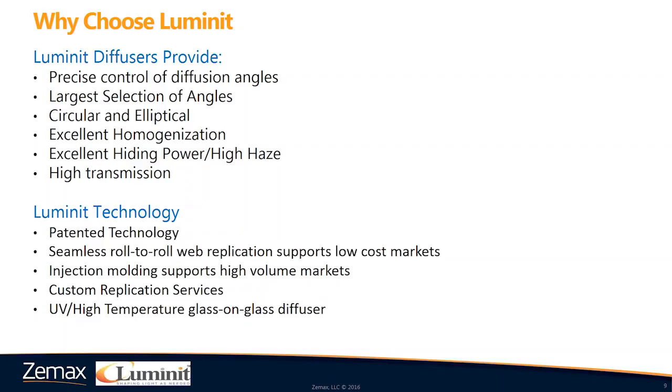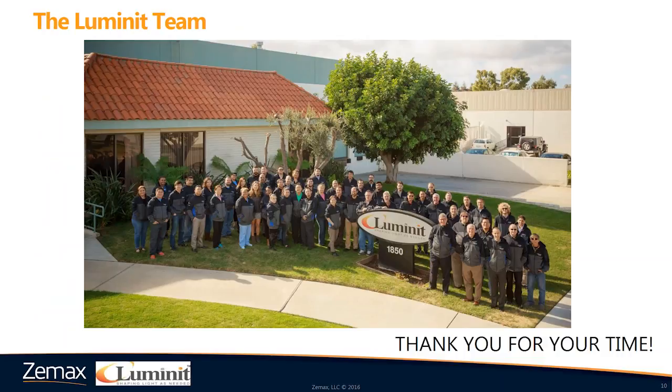Okay, so why choose Luminit? So as far as performance is concerned, we have good control of light shaping. We have a large variety of angles and formats, excellent hiding power, and transmission. As far as our technology is concerned, we have patented positions in seamless roll-to-roll manufacturing, injection molding, and we have customization as well as high temperature glass diffusers. So thank you for listening to our sales pitch, and we'll go to the next section, which is our technical section.